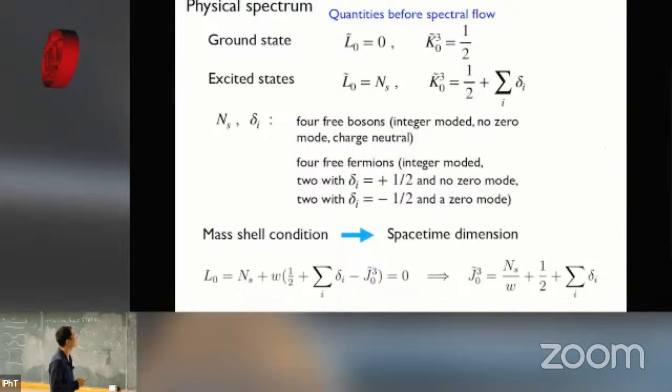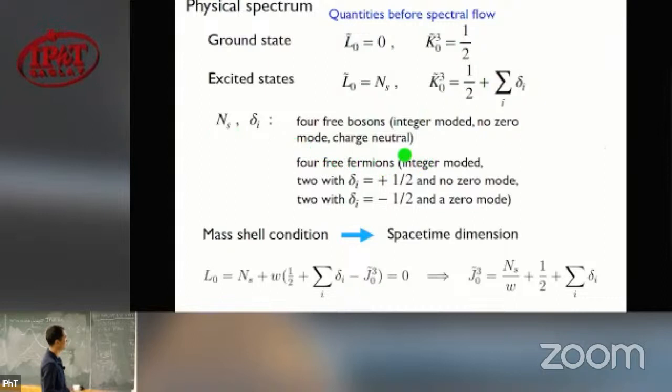So let's talk about the physical spectrum. We use the quantities before the spectral flow. The ground state is described by, before the spectral flow, L0 equals 0 and K3 equals half. We can build excitations on top of this ground state. NS is the excitation level and delta I is the SU2 charge of each excitation. The NS and delta I have contributions from four free bosons. They are integer moded, no zero mode, and charge neutral. And there are four free fermions. They are integer moded. Two of them have charge plus half with no zero mode, and two of them have charge negative half and zero mode.